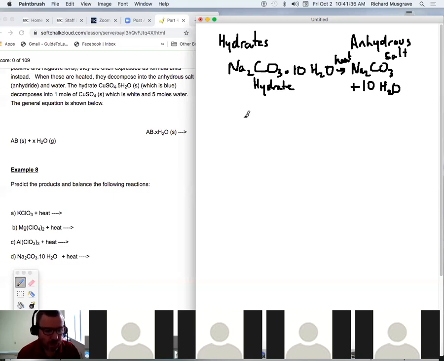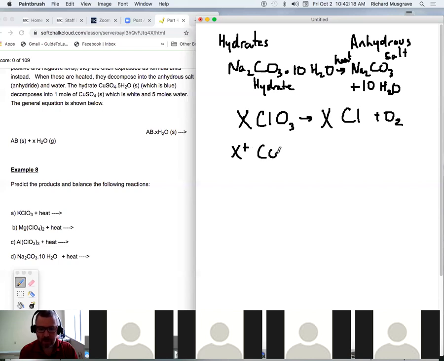And then we've got the chlorates and the perchlorates. Now, when those decompose, they always decompose into X and Cl plus oxygen gas. So that's always how it goes down. But we need to be able to figure out the charge on the X group here. And the charge doesn't change. So if I drew a picture of it, it would be X plus and ClO3 minus.